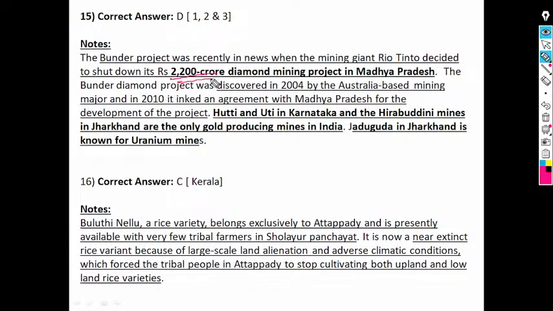$2,200 crore diamond mining project in Madhya Pradesh. The Bundar diamond project was discovered in 2004 by the Australian-based mining major. And in 2010, it inked an agreement with the Madhya Pradesh government for the development of the project.